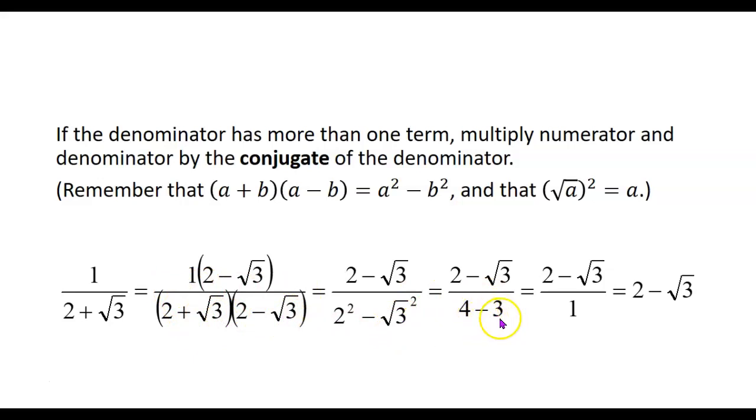And then 4 minus 3 would just be 1. So the denominator just ends up being 1. Meanwhile, we multiplied by the same thing on the numerator that we did in the denominator. So on top we have 1 times 2 minus the square root of 3, which is just 2 minus the square root of 3. So we end up with 2 minus the square root of 3 on top over just 1 on the bottom, and then dividing by 1, well, 2 minus the square root of 3 divided by 1 is just 2 minus the square root of 3.